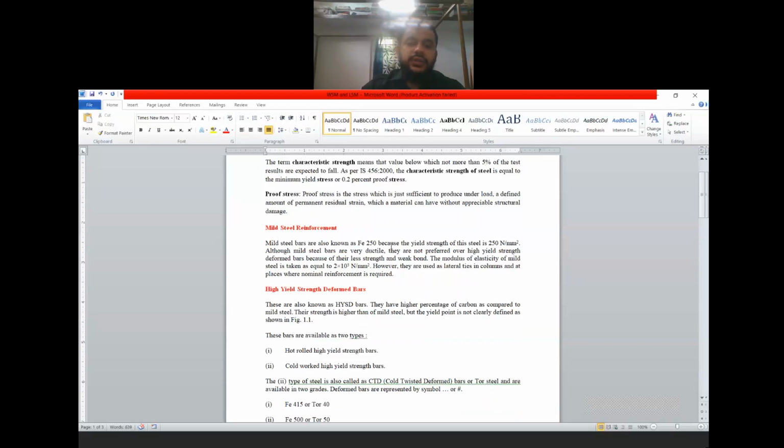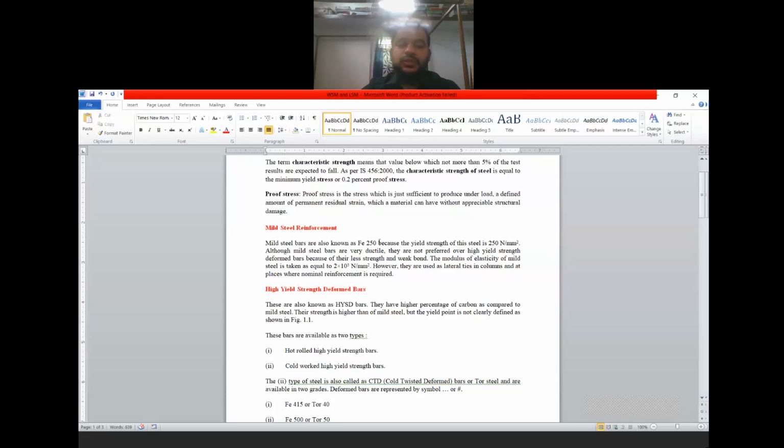Okay, so next we can see various types of reinforcements are there. Okay, so various types of steels are there. In this subject, we will be basically dealing with mild steel and HYSD bars. Okay, mild steel, you can read this. Mild steel bars are also known as Fe250.